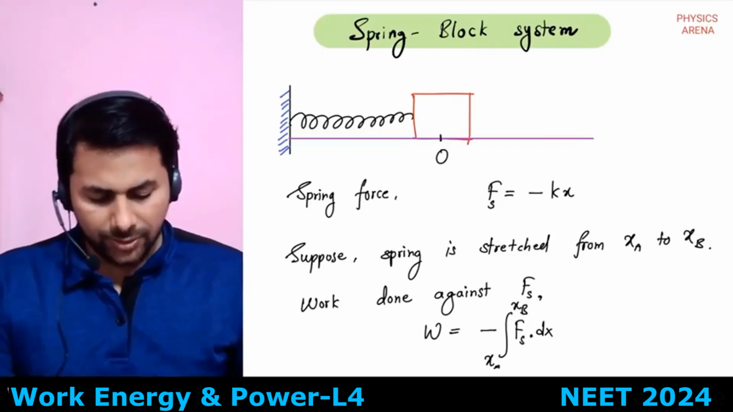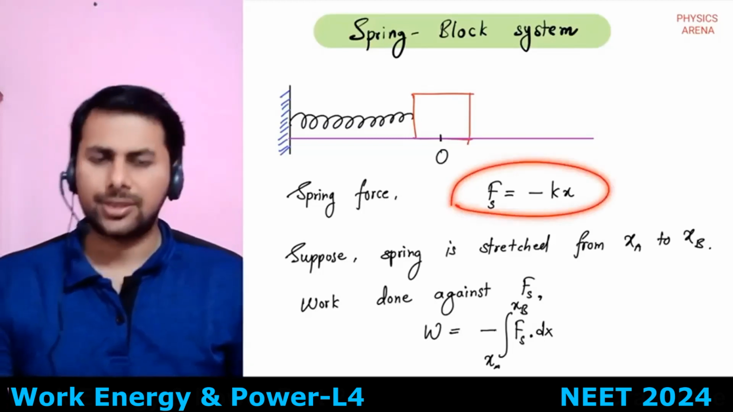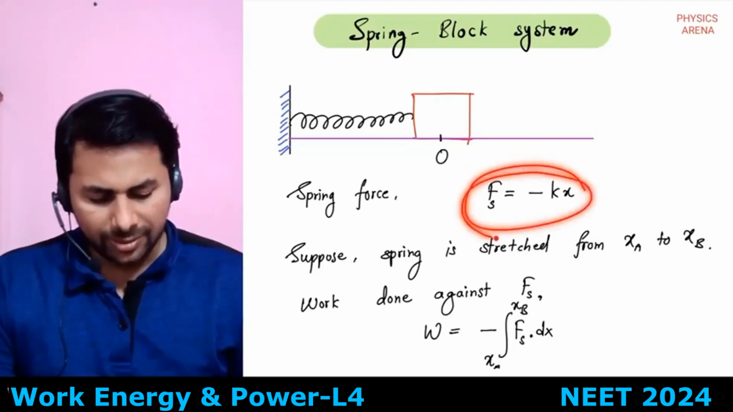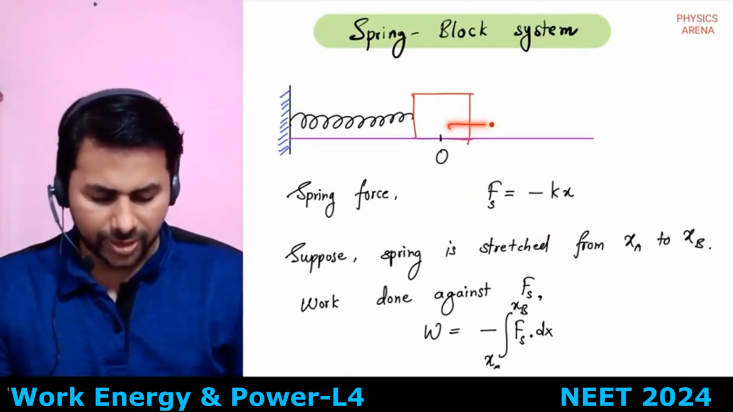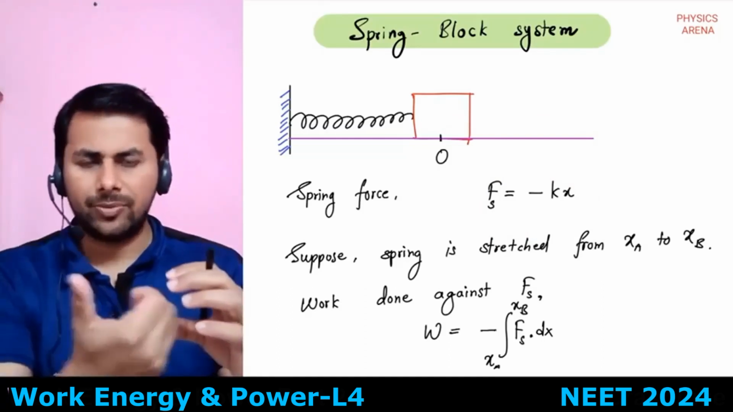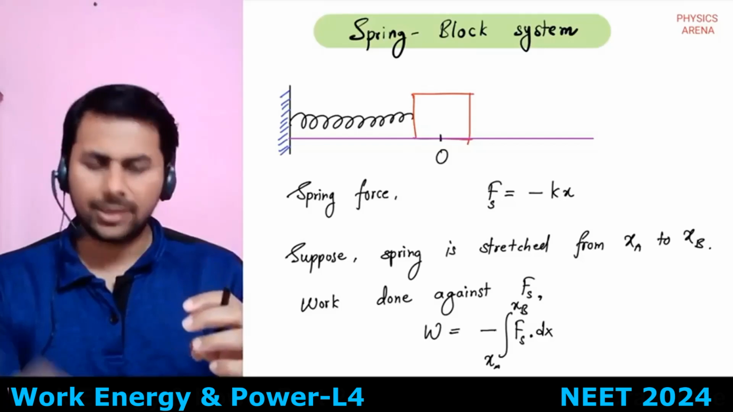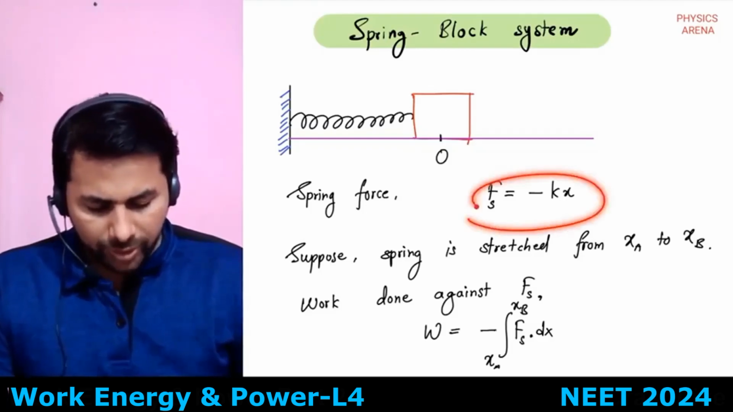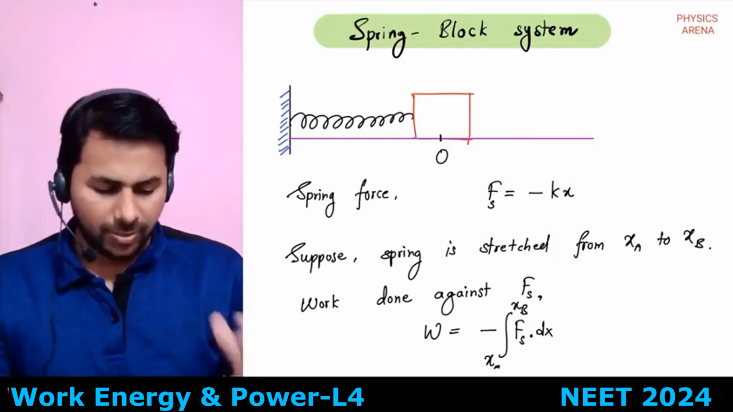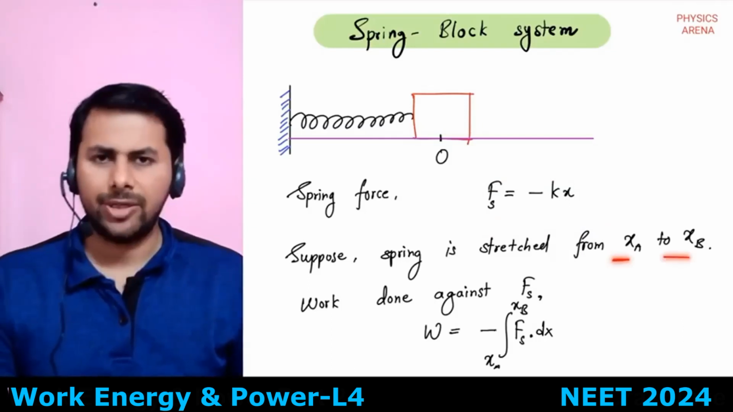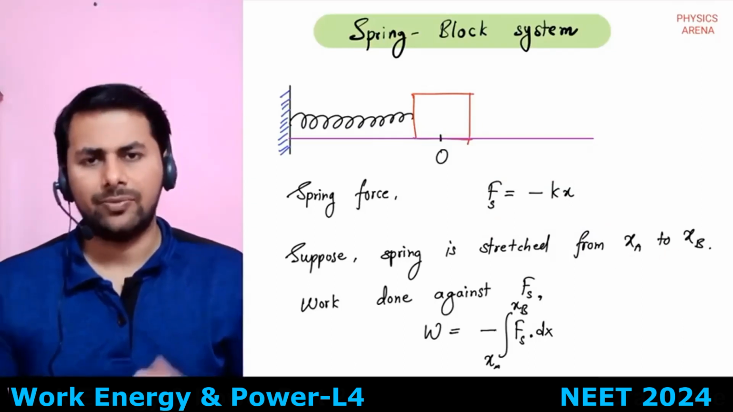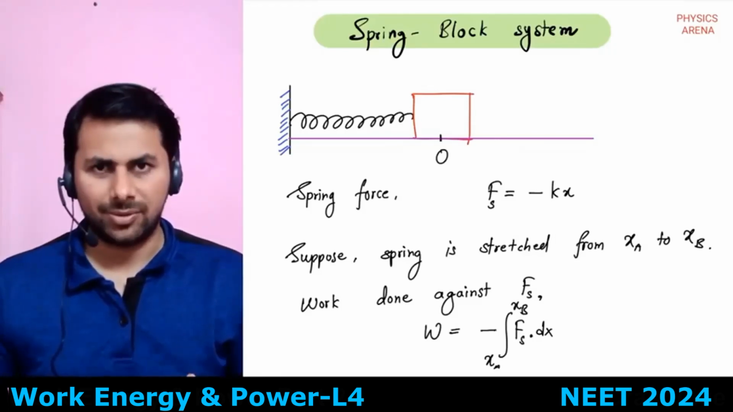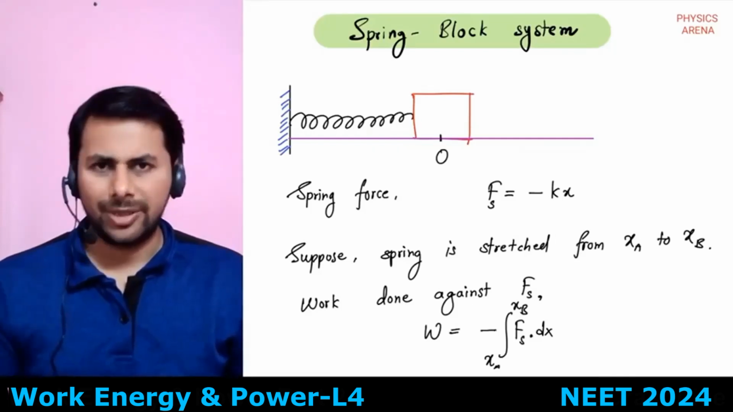So now we know that the spring force is given by minus kx. If we pull this block by distance x, the spring force will act towards the mean position, and it is minus of k into x, right? Now if we want to stretch it from some position to some other position, let's say xa to xb, we'll have to do some work, and that work done is stored as the increment in potential energy of the spring block system.